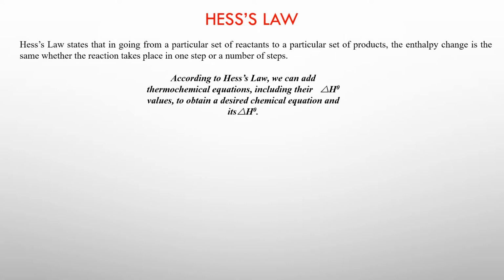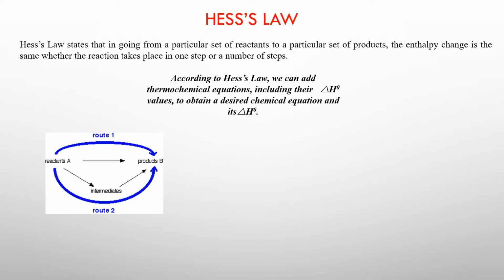The third way we can calculate the enthalpy change of a reaction is using Hess's law. Hess's law basically tells us that in going from a particular set of reactants to a particular set of products, the enthalpy change of the reaction is going to be the same, never mind whether the reaction takes place in one step or a number of steps. What it basically means in simple terms is this. Let's look at this reaction here. There is a reaction involved in the formation of product that is associated with the production of product B.